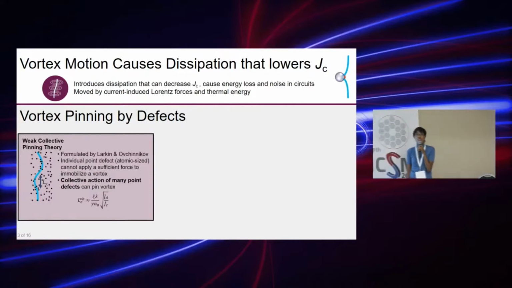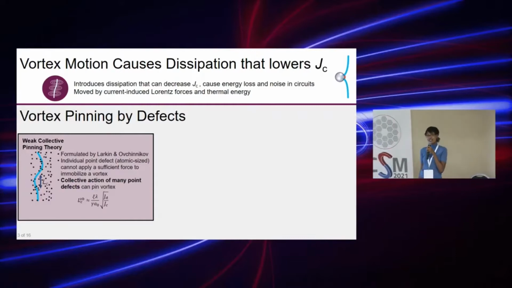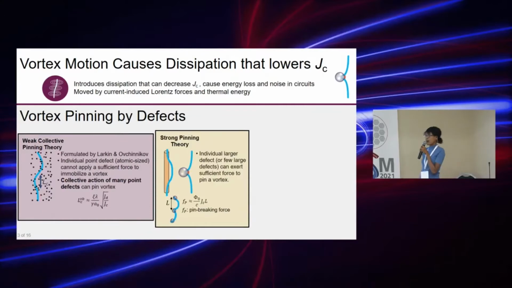So weak collective pinning theory describes how an individual point defect alone cannot immobilize a vortex. However, the collective action of many point defects can indeed immobilize a vortex. On the other hand, strong pinning theory describes how a large defect or a few larger defects acting alone can indeed exert sufficient force to pin a vortex.